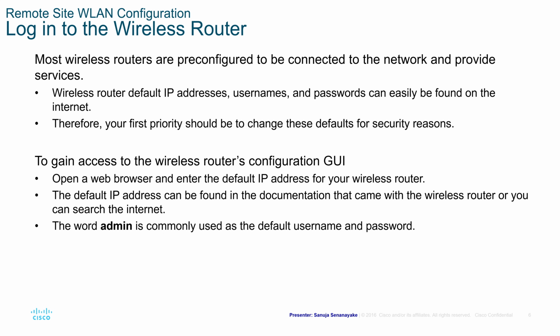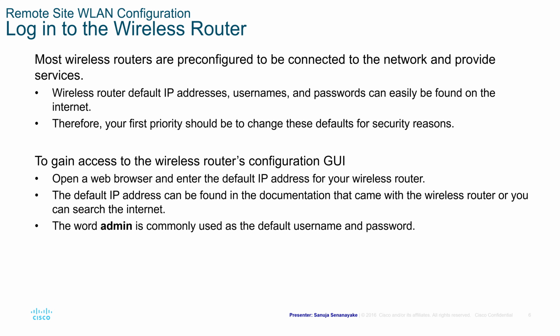To gain access to the wireless router's configuration graphical user interface, or GUI, open a web browser and enter the default IP address for your wireless router. The default IP address can be found in the documentation that came with the wireless router, or you can search on the internet. I also found that the default IP address and password for the configuration GUI can be found on the back of the wireless routers.